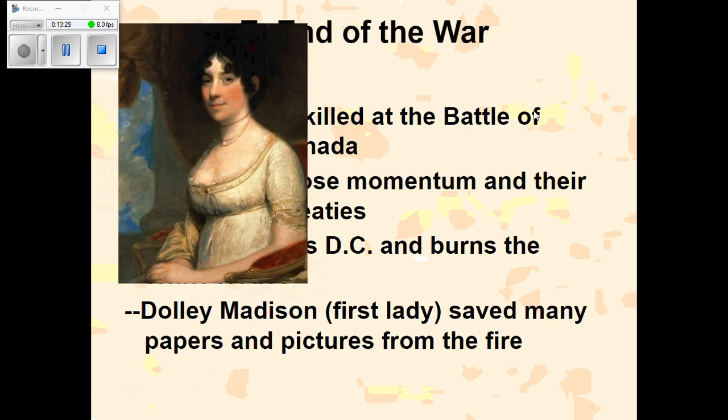One of the heroes here is Dolly Madison, and no, not the lady who makes the cupcakes, but Dolly Madison, who was James Madison's wife. She's the first lady of the time period. She's actually credited for running back into the White House and saving many papers and pictures from the fire, and a lot of those are still on display in the White House today. So saving a lot of important things at that time period.